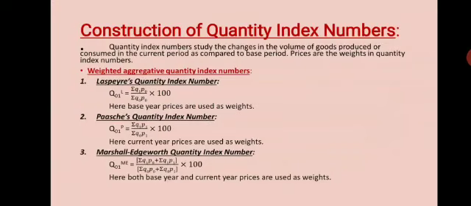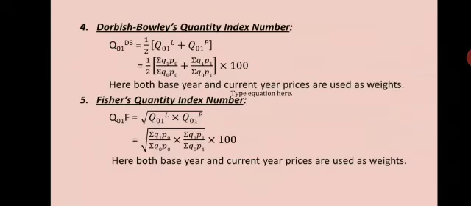The third method is Marshall-Edgeworth's quantity index number. The formula is Q01 of Marshall-Edgeworth's, which is equal to summation Q1 P0 plus summation Q1 P1 divided by summation Q0 P0 plus summation Q0 P1 into 100. Here both base year and current year prices are used as weights.